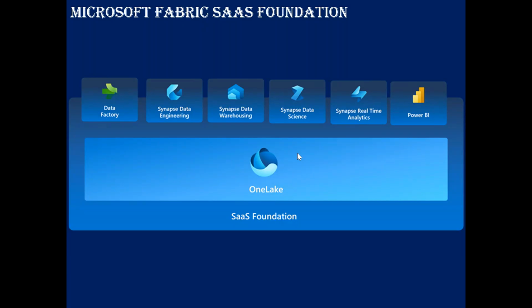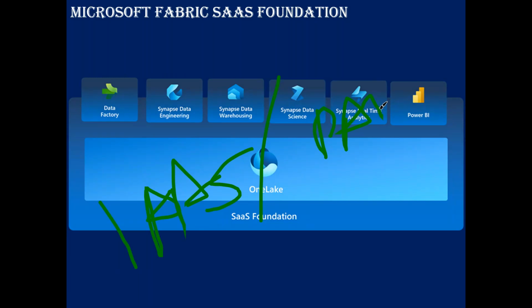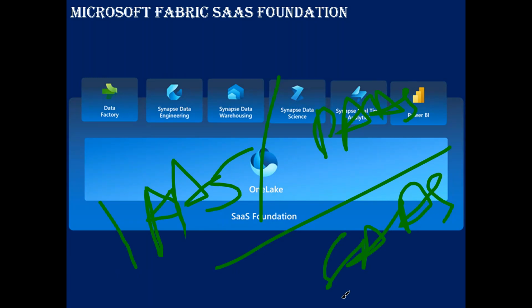Now, what is SaaS Foundation? In order to understand that, you need to first understand cloud offerings. Cloud offerings are first IaaS, infrastructure as a service; PaaS, platform as a service; SaaS, software as a service. What is meant by that, Tim? Anybody have any idea on IaaS, PaaS, SaaS? If anybody has any idea, can you give me what you know, Tim? Can you explain?